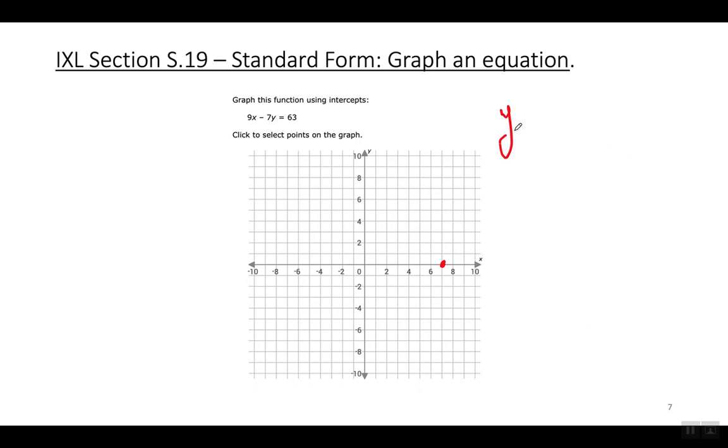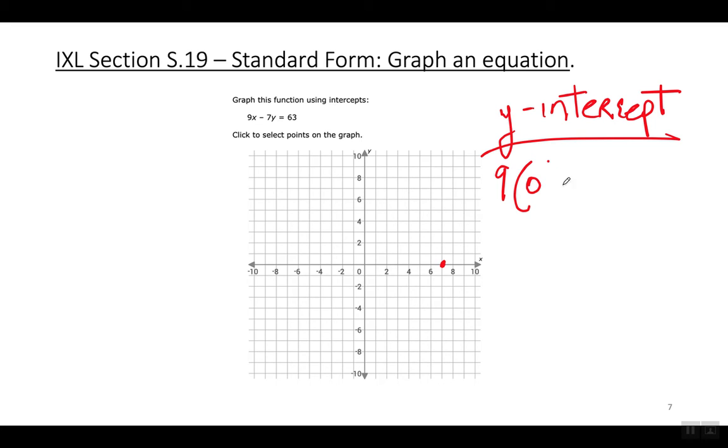Now for the y-intercept, I'm going to make x equal to 0 and solve for y.